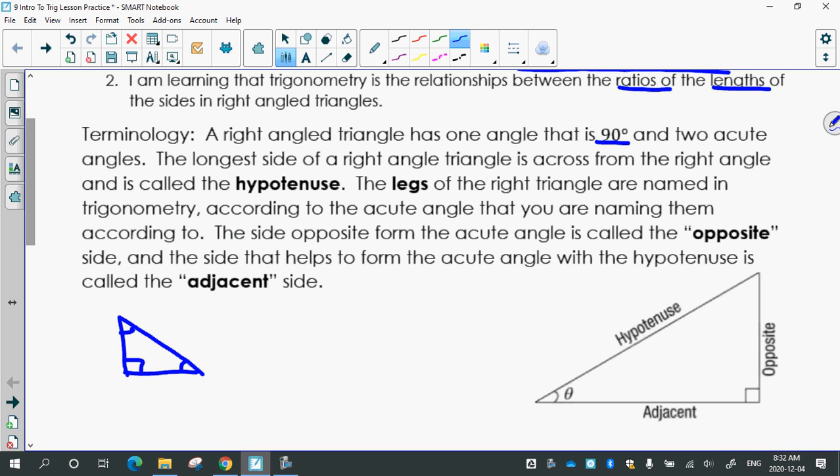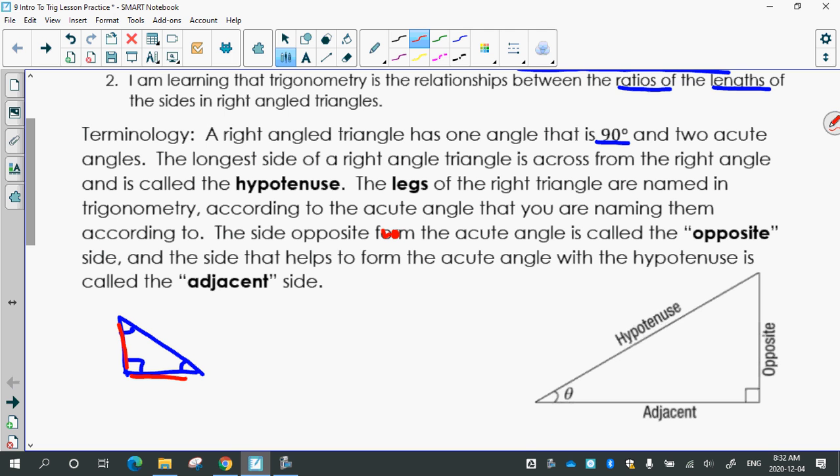The longest side of the right angle triangle is across from the right angle. It's called the hypotenuse. The legs, so last year in grade 9, the other sides that aren't the hypotenuse were called the legs of the right triangle, are named in trigonometry, okay, according to the acute angle that you're naming them from, okay? So it changes depending on which angle you're naming them from. So the side opposite, that should say from, the acute angle is called the opposite.